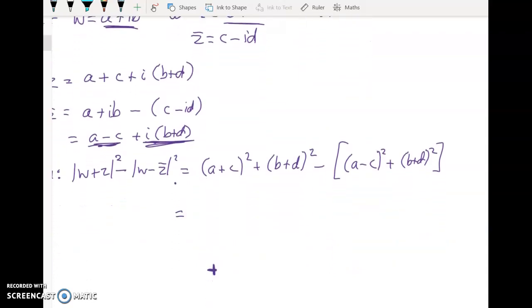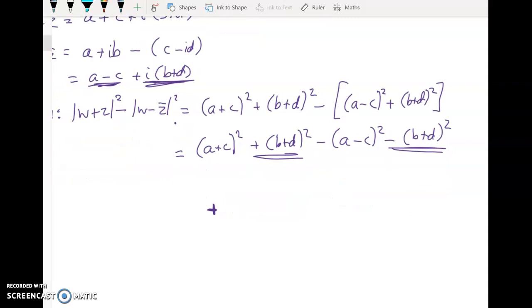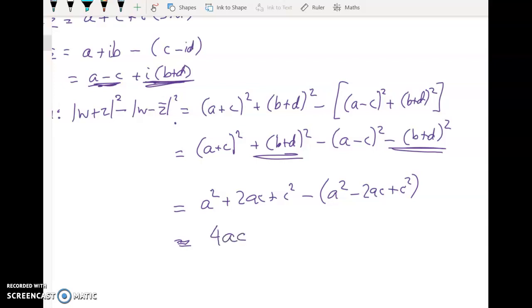Now that's going to give me A plus C squared plus B plus D squared minus A minus C squared minus B plus D squared, which is nice because these are going to disappear. And so is that strange plus sign sitting there. Now, all I have to do now is expand things out. So we get A squared plus 2AC plus C squared minus A squared minus 2AC plus C squared. Cleaning all of that up gives me A squared minus A squared goes, so I get 4AC.